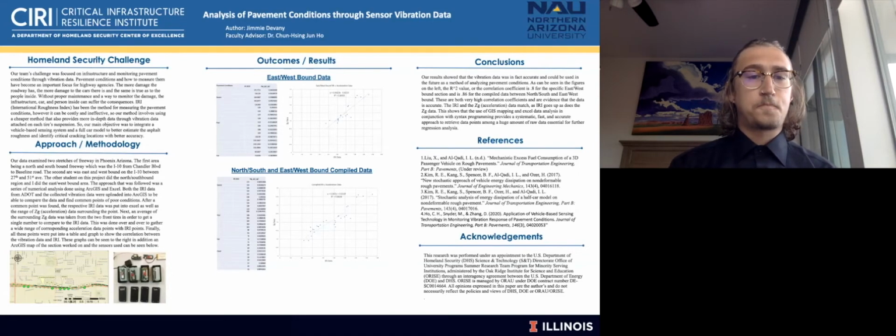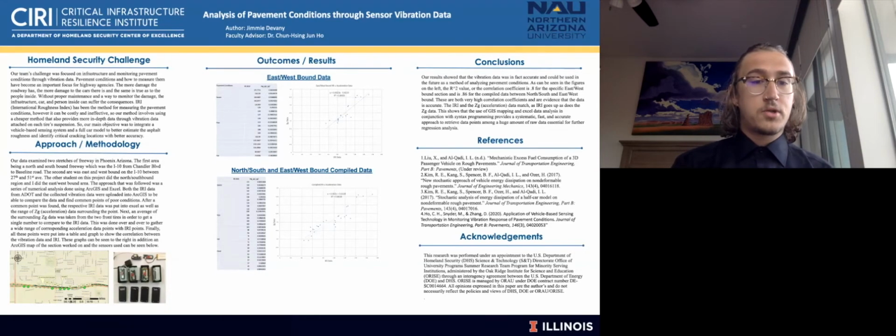So what we did was come up with an idea to provide a cheaper method that also provides more in-depth vibration data. The sensors would be attached to each tire suspension versus being on top of the car, which wouldn't accurately gather all the data that we could. Our main objective was to integrate this vehicle-based sensing system and a full car model through MATLAB to better estimate the asphalt roughness and identify critical cracking locations with better accuracy.